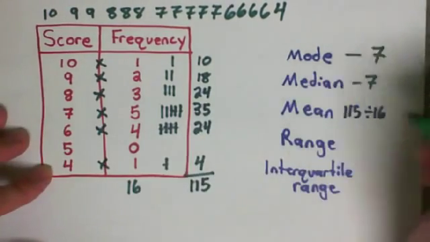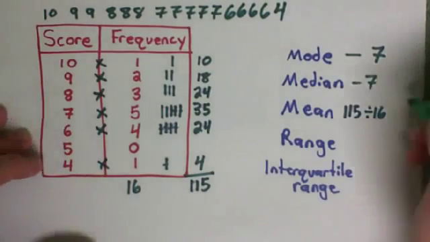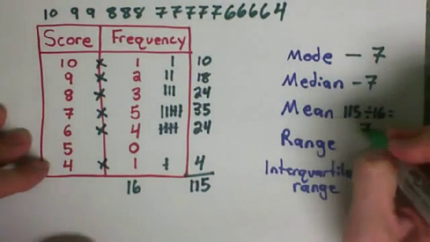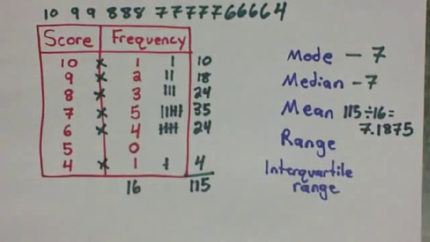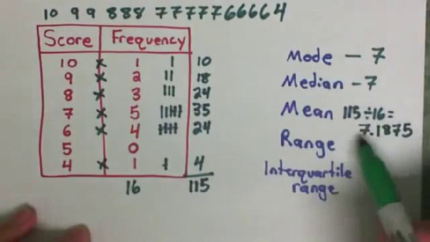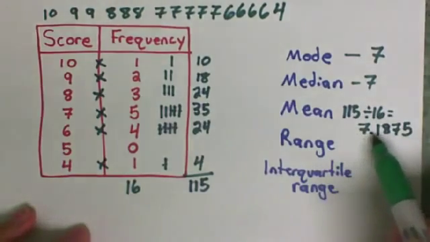So I have 115 divided by 16 gives me 7.1875. In general, I'd recommend that you write the whole answer down, but if you do choose to round, a good rule in statistics is to go one more place than they gave you. So if they gave you the ones place, then take it to the tenths. So I might call this 7.2.